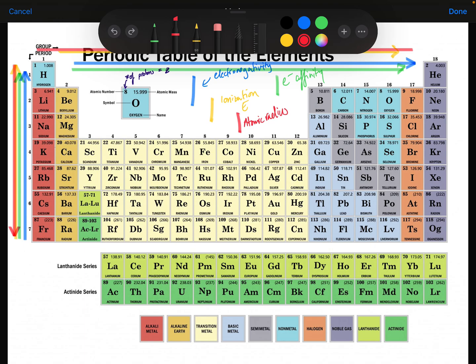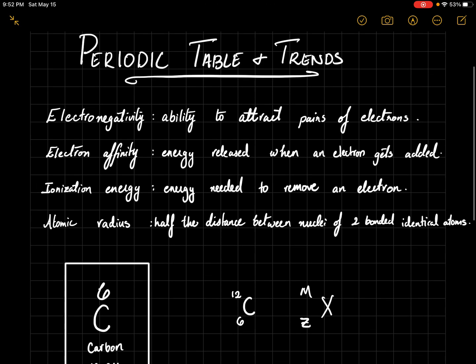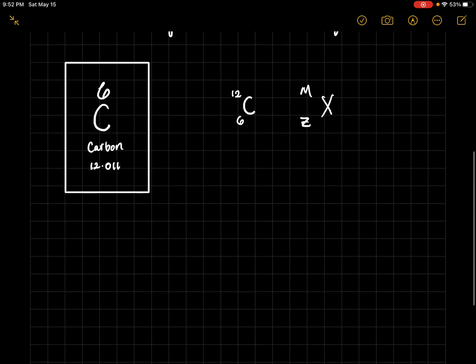All right, that essentially covers all of the major trends that you need to recognize for the periodic table and a basic understanding of the periodic table.